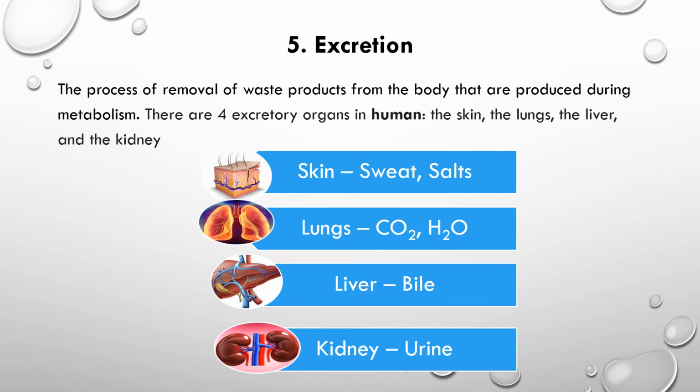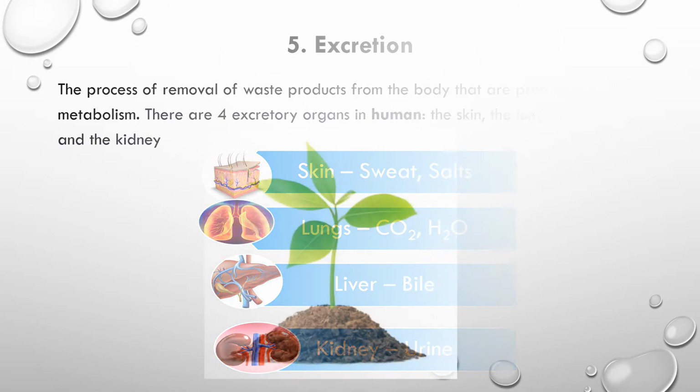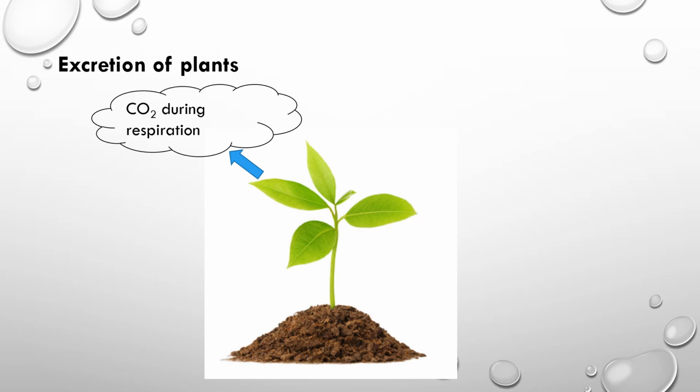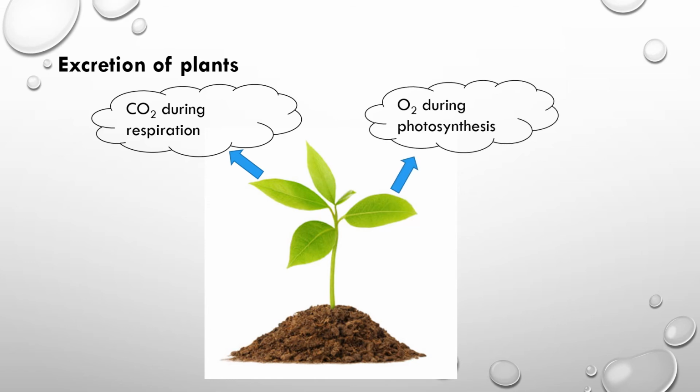In the same way, other animals also have different excretory organs to remove waste from their body. When we consider plants, they also show different types of excretions. When considering respiration of plants, it also removes carbon dioxide as the waste product, as animals do. And when considering the photosynthesis of plants, it removes oxygen as a byproduct or the waste product.